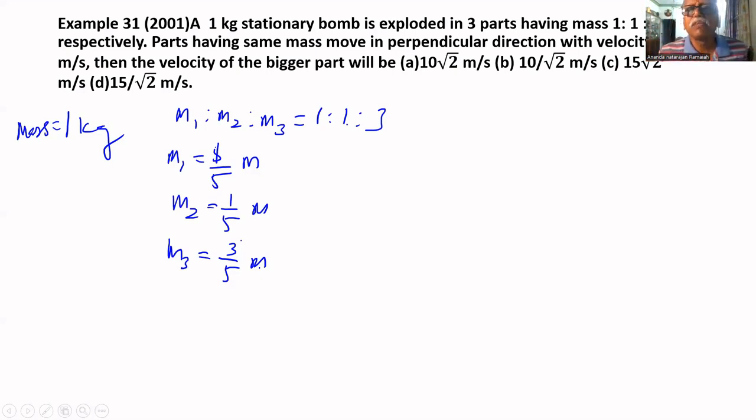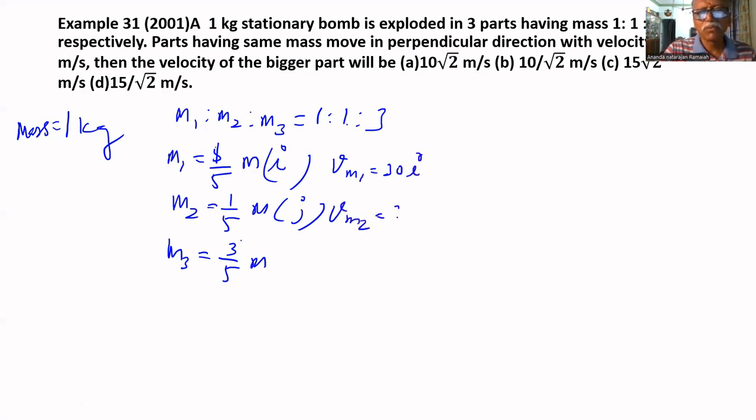Parts having same mass move in perpendicular direction. Let us assume that they are perpendicular to each other, M1, M2. Let us assume that M1 is moving along I direction and M2 in J direction. Parts having the same mass move in perpendicular direction with velocity 30 meter per second. So, velocity of M1 equal to 30I, velocity of M2 equal to 30J. That is given. Then what is the velocity of M3 is asked.